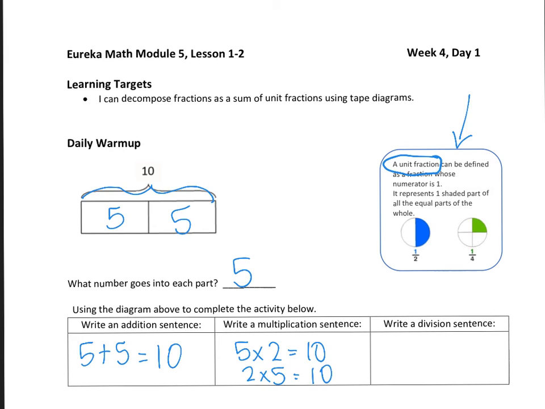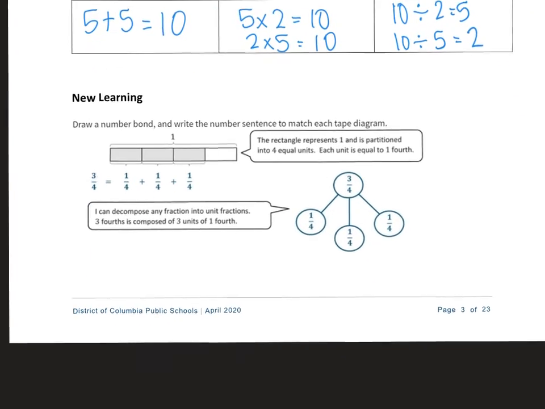Okay? Then write a division sentence, same thing, using that multiplication to help us. I can say 10 divided by 2 equals 5, or I can say 10 divided by 5 equals 2. Okay? So, let's see, going down to the next part.